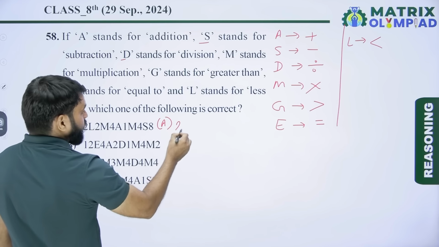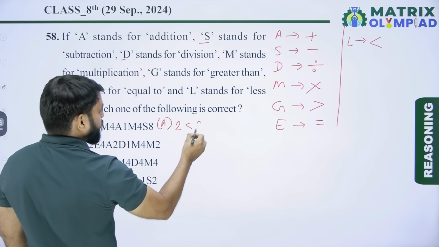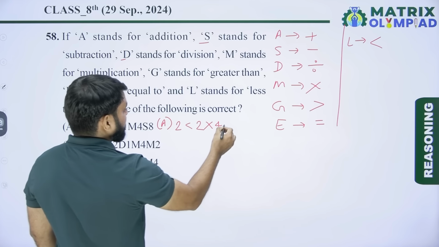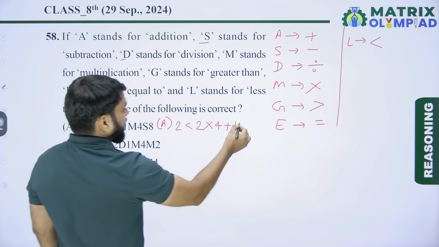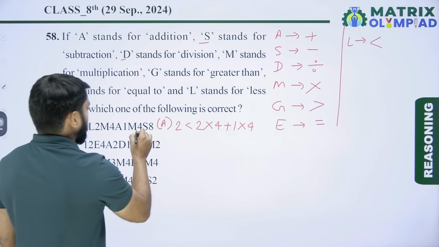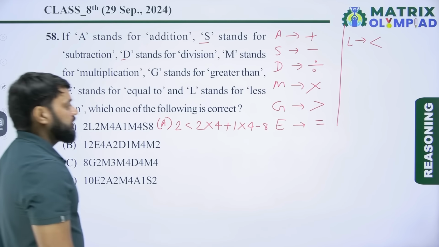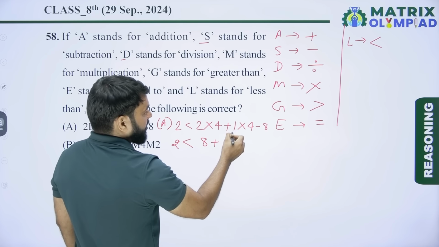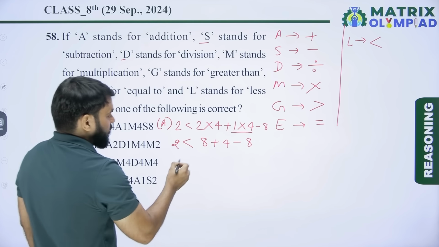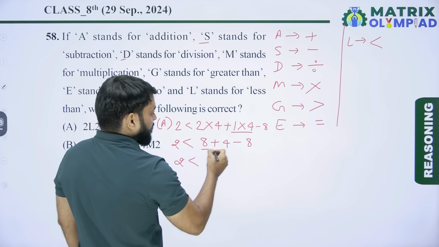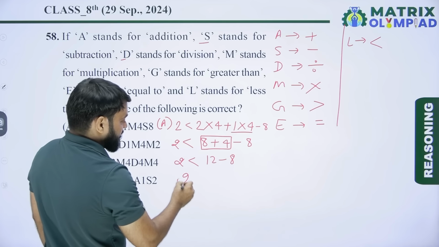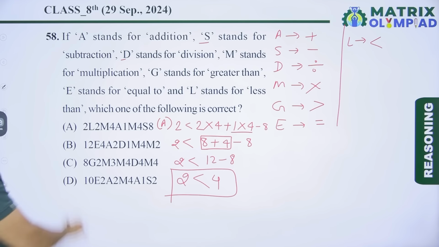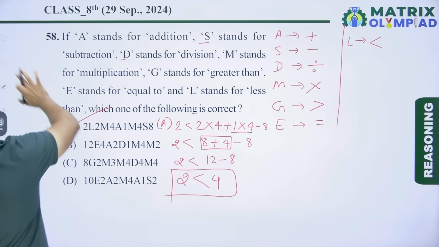Taking option A: 2 L 4 M 2 A 4 M 1 S 8. L means less than, M means multiply, A means addition, M again means multiply, and S means subtract. So 2 less than 4 into 2, which is 8, plus 4 into 1, which is 4, minus 8. So 2 less than 8 plus 4, which is 12, 12 minus 8 is 4. 2 less than 4. Yes, 2 is always less than 4. So option A is the correct answer to this question. Now let's move on to the next question.